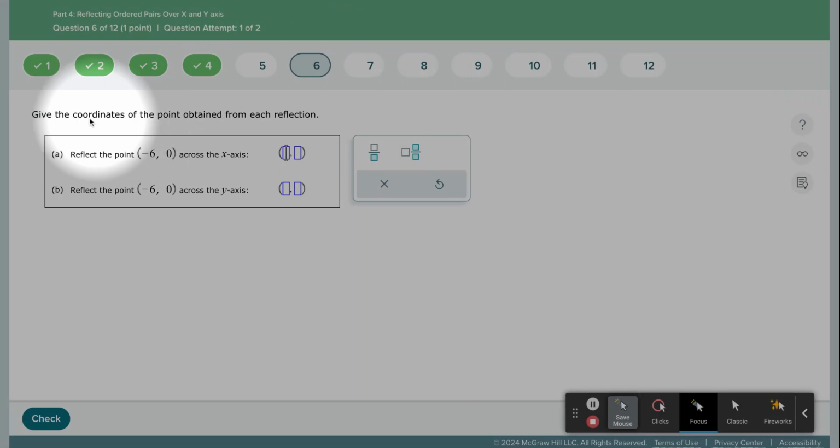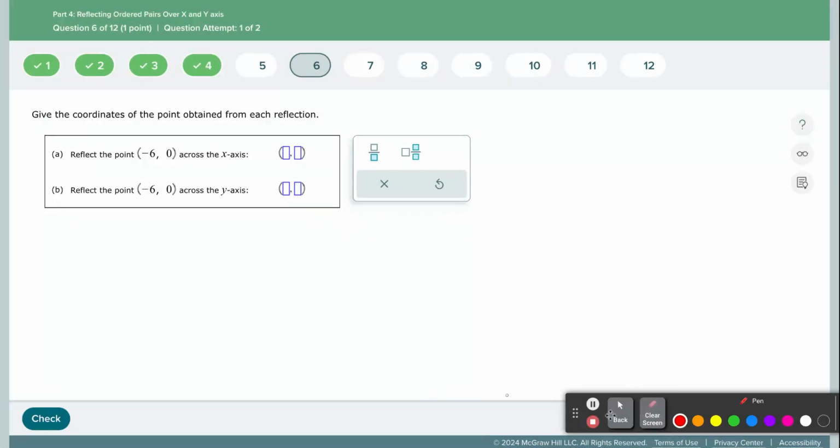Given the coordinates, give the coordinates of the point obtained from each reflection. So this is different. You're not actually given the grid. So I'm going to bust out my pen here. Okay, so you're going to reflect the point across the x-axis. You can just easily do this on your dry erase board. Okay, so all you have to do is find out where would -6, 0 be.